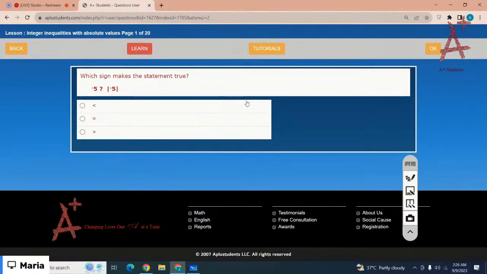Which sign makes the statement true? Negative 5 and absolute value of negative 5. So, which is the correct option? Yes, the absolute value of negative 5 is positive 5, right? So, you have negative 5 here. Negative 5 is less than 5, right? Okay.